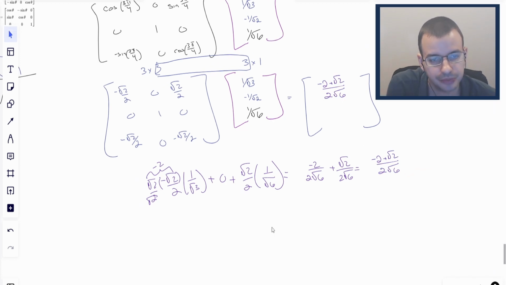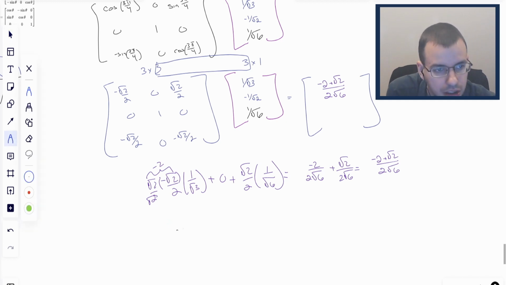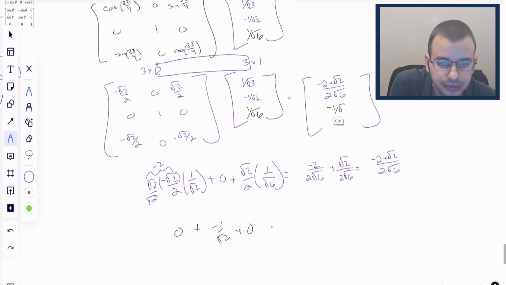The second term is just going to be 0 times 1 over square root of 3. 1 will be negative 1 over square root of 2 plus 0. So that's going to be negative 1 over square root of 2 over square root of 2.